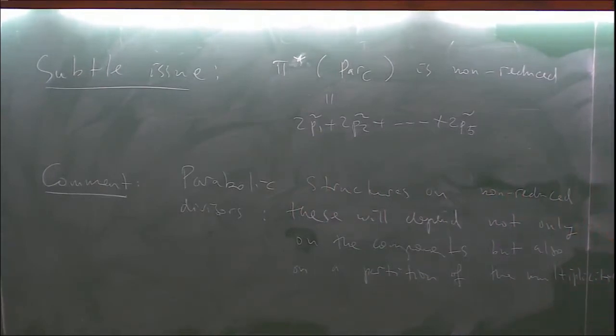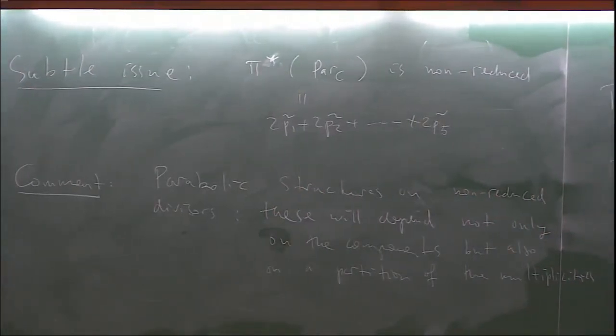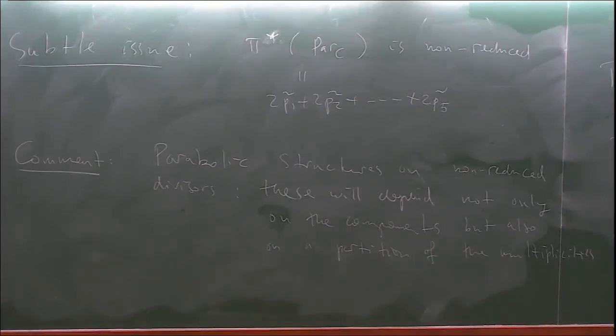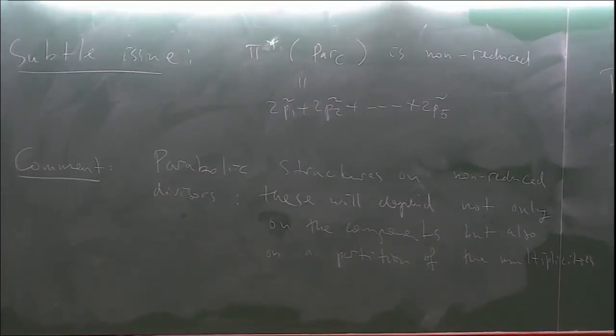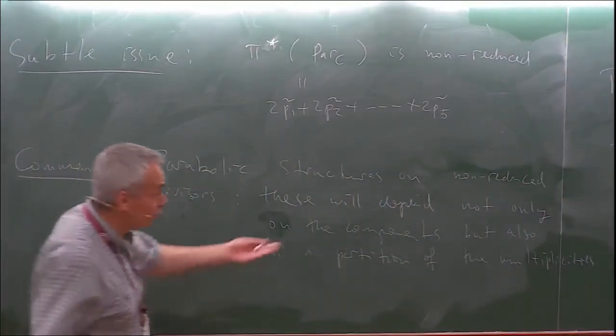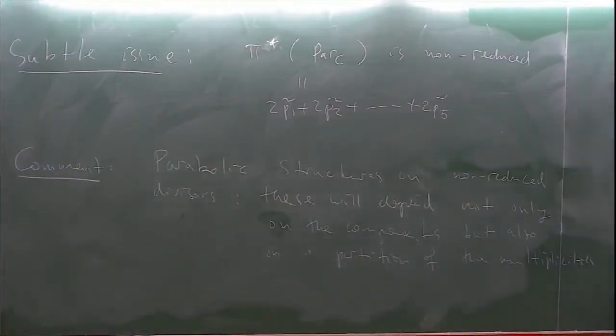So in order to talk about parabolic bundles with parabolic structure on non-reduced divisors, you first need to decorate each component of the divisor with a partition of the multiplicity. Once you've done that, once you've chosen a partition, then you can do what I was doing this morning. So let me just do it with one divisor.